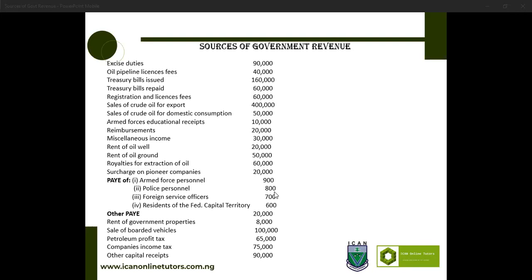Petroleum profit tax. Federation account. Company's income tax. Federation account. Other capital receipts. Development fund account. Capital in nature. You know, we also mentioned this when we were looking at the revenue that is coming into the development fund account. We move on.